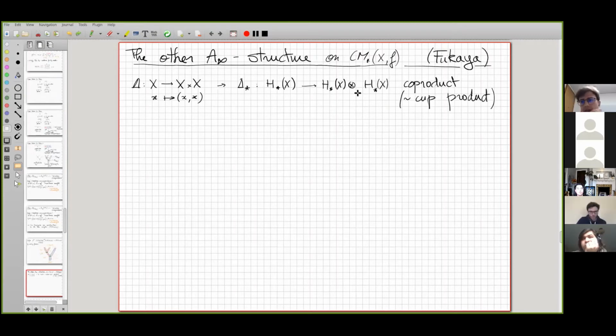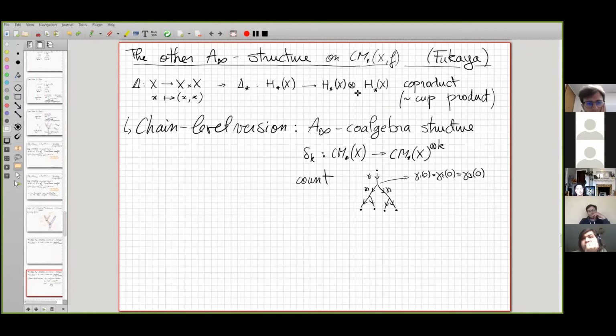So that's at the homology level, and then you can have a chain level version, which is very analogous to what I just described, except that it will be an infinity coalgebra structure, so arrows will go in the opposite direction. You basically count trees like that, except that in a vertex, where we used to use the multiplication maps, for the diagonal the condition just becomes that the three values agree. So that's how it works.